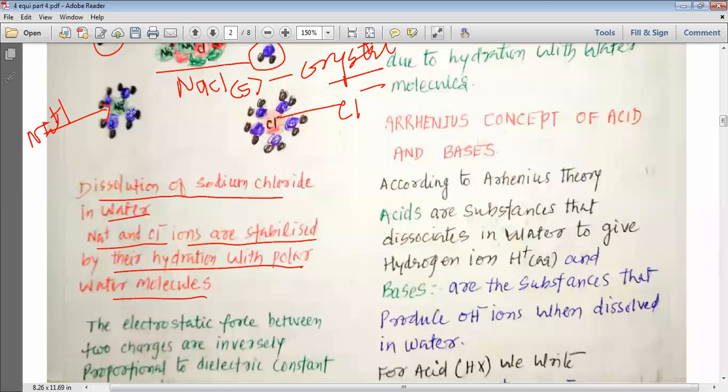So when these ions are surrounded, when they are covered by water molecules, a special process takes place, which is known as hydration. So dear students, when water molecules surround the ions, we call it hydration. When hydration takes place, energy is released. So hydration of ions is an exothermic process, and during the hydration of ions, energy is released.